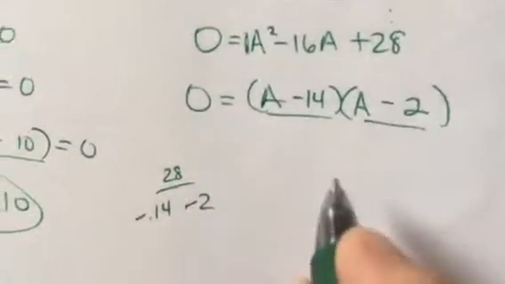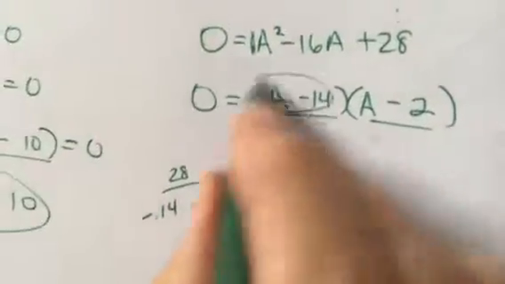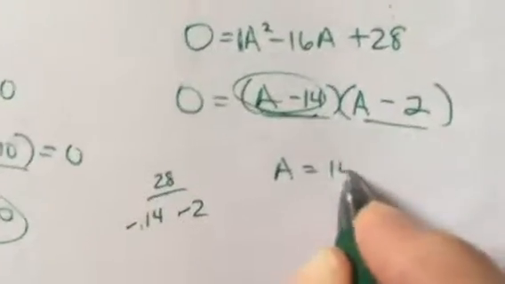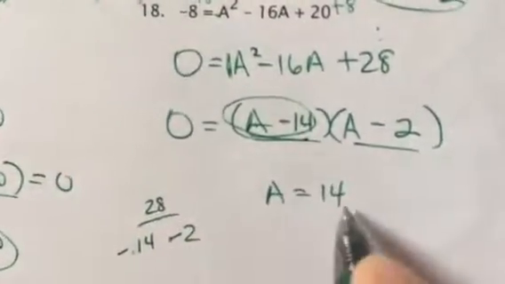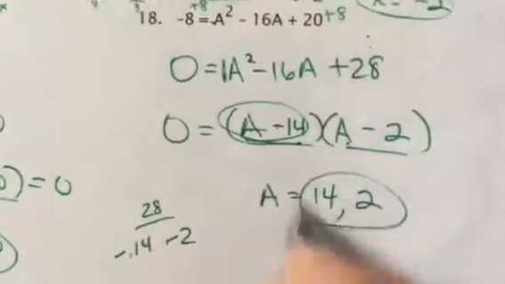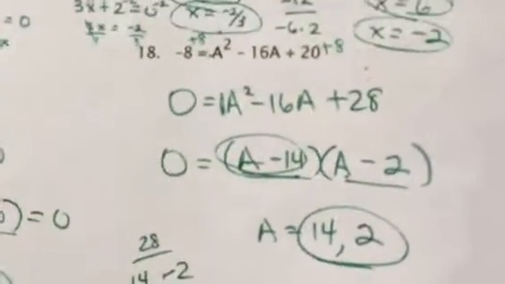I only have 2 factors. That means I'm going to have 2 answers. What makes this guy 0? I would say 14, because 14 minus 14 is 0, or 2. Isn't that dandy? And enjoy.